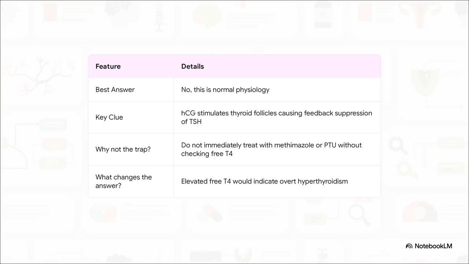This is a completely normal physiologic change. HCG naturally stimulates the thyroid follicles, and that causes a feedback suppression of TSH. You absolutely must rely on the free T4 before diagnosing or treating. The really dangerous trap here is initiating antithyroid drugs like PTU or methimazole based on a low TSH alone, which could seriously harm the patient. You only consider treatment if the free T4 is actually elevated.